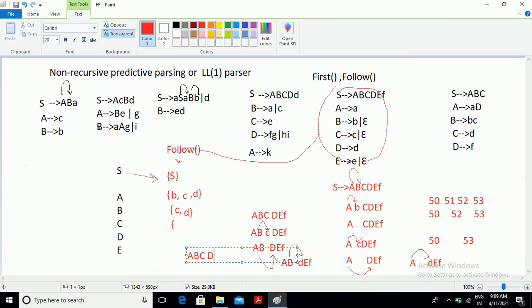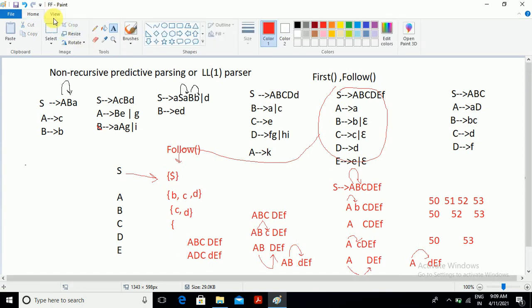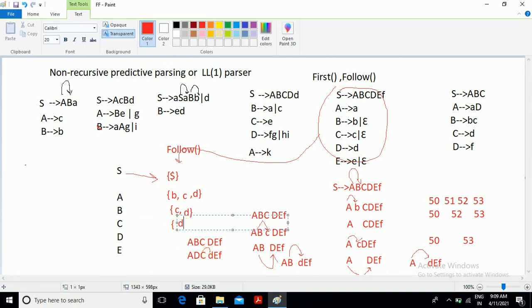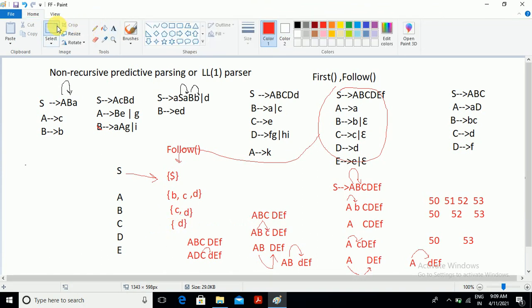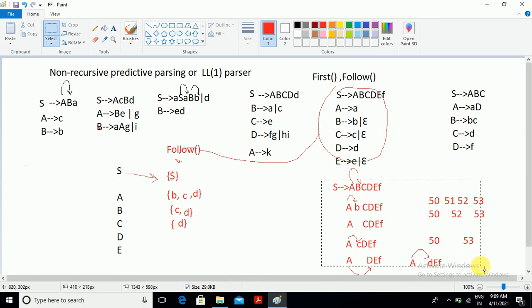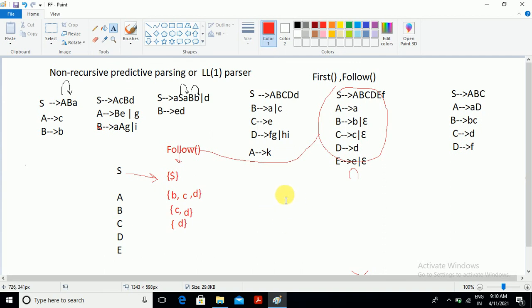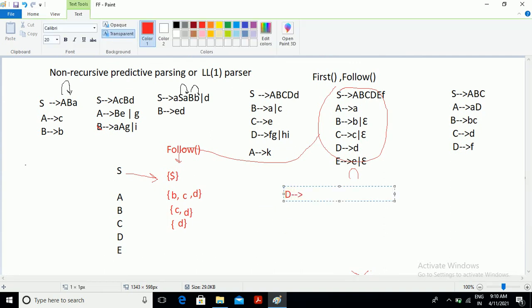Now the follows of C. A, B, C. C is followed by capital D. Capital D is replaced with its production, A, B, C, D replaced by small d, and E, F. Now C is followed by which character? Small d. Only one follow for C. Then the follows of D. What is the production? A, B, C, D, E, F. How many places is D there? Only one place.